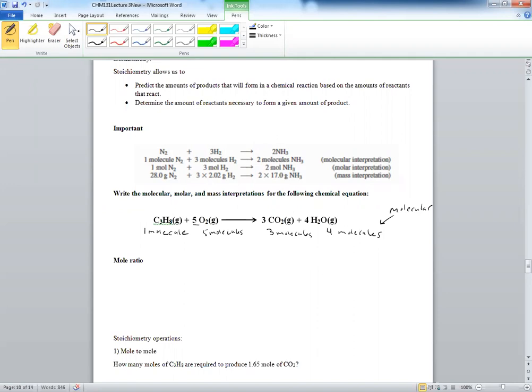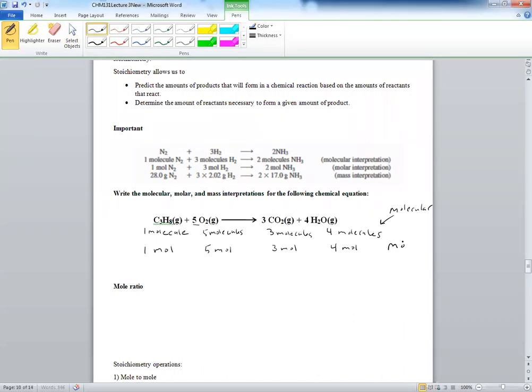For the molar interpretation, it would be now simply in moles rather than molecules. So you would say 1 mole, 5 moles, 3 moles, and 4 moles. So that's, again, the molar interpretation.